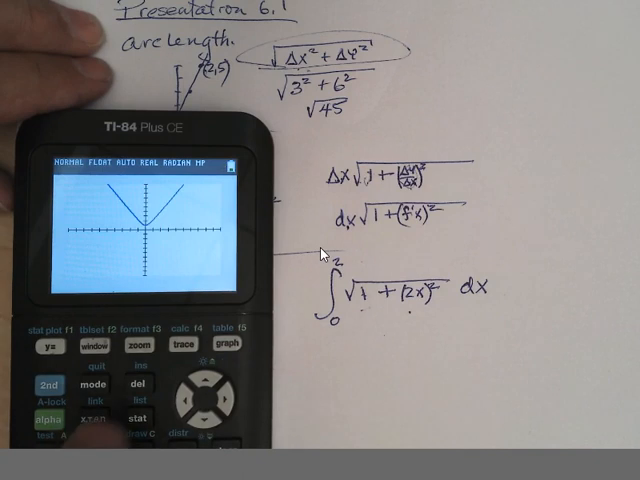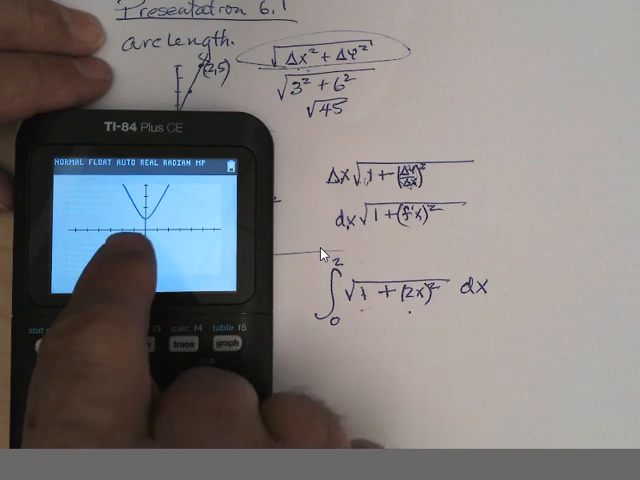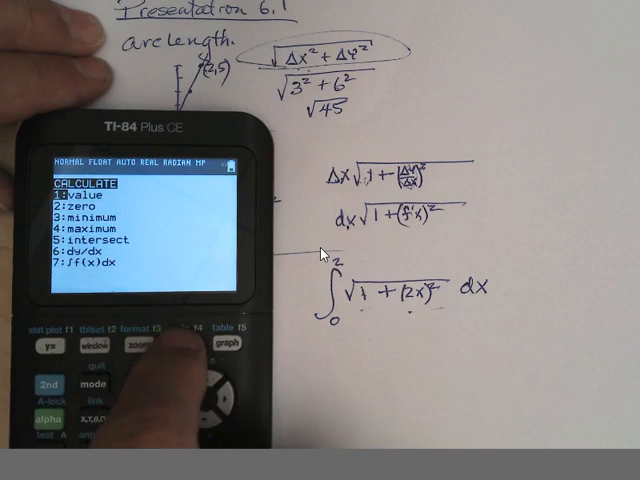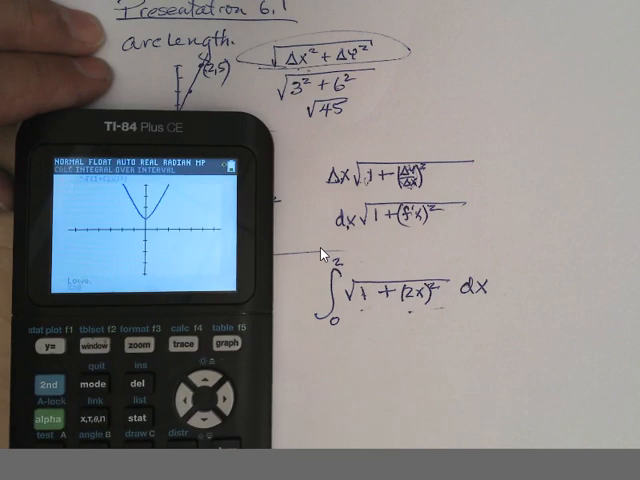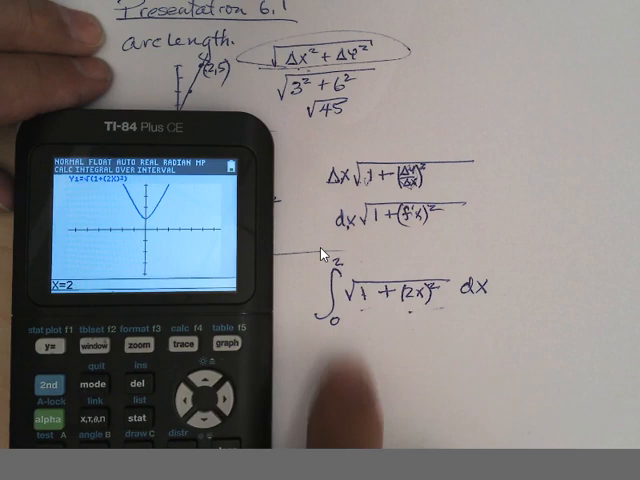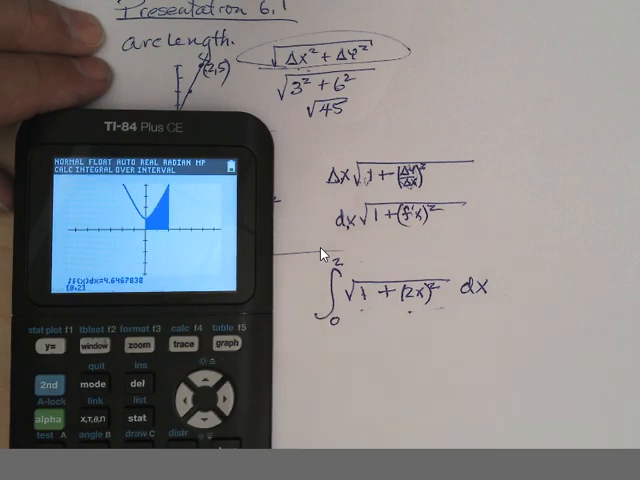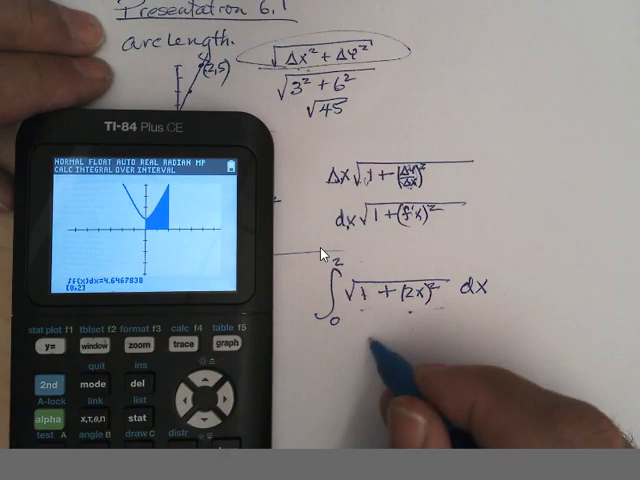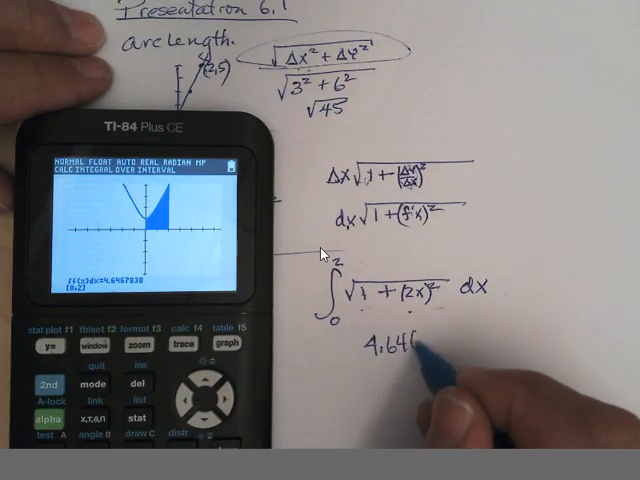Let's go zoom 4, a little closer in, and I want to find the area under this curve between 0 and 2. Second calculate, the integral, 7, the antiderivative from 0 to 2, and it says the length of the arc is 4.646.